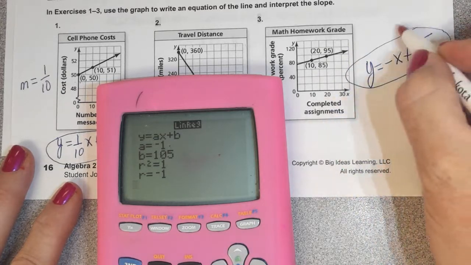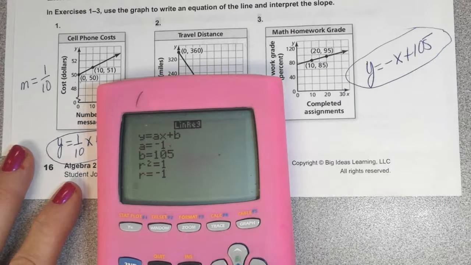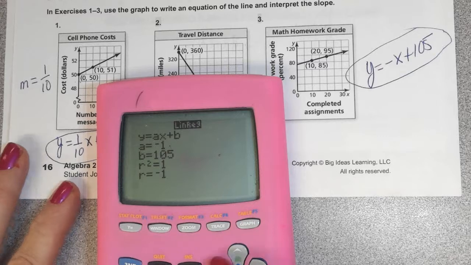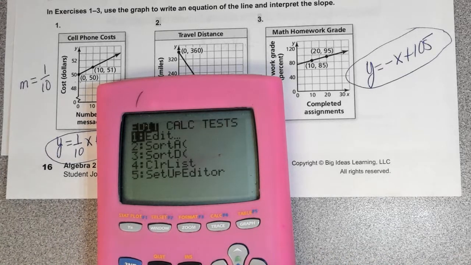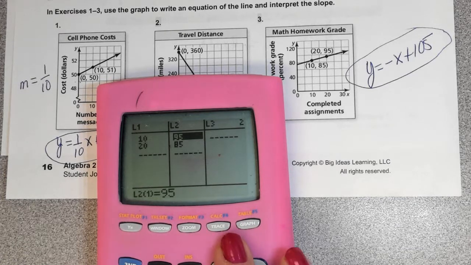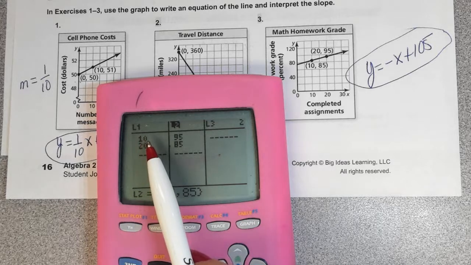You guys able to get that on your own? Did I type in a wrong number? Some of you are looking at me like that's not right. You just did it so fast. Oh, well. I'm just shaking. Okay, I want you to try to do it on your own. Go to Stat, Edit, and then you're just going to put in the points. Into L1, you're going to put in 10 and 20.